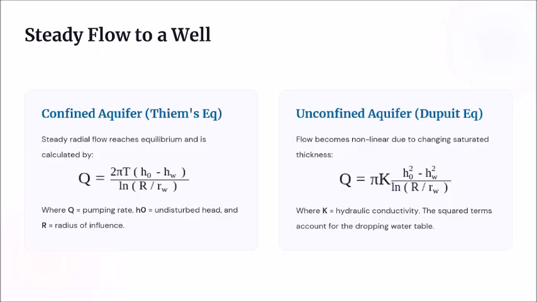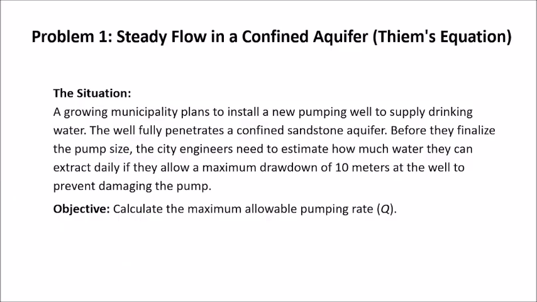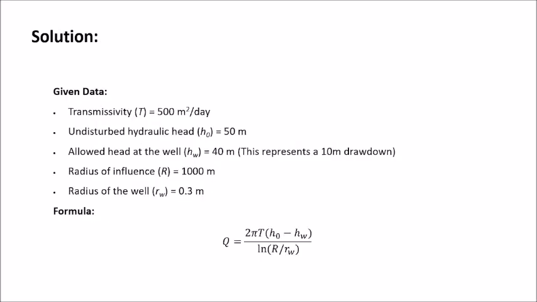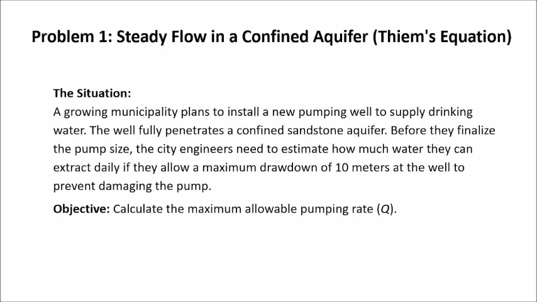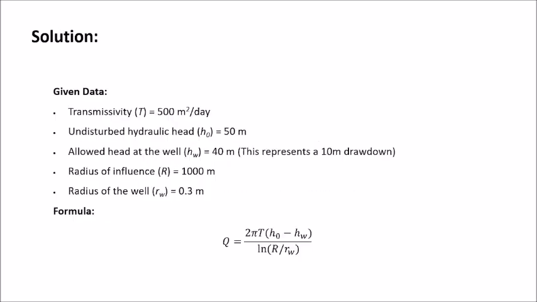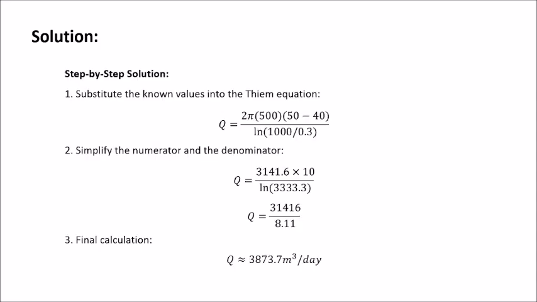In this equation, Q is the pumping rate. H sub 0 is the original, undisturbed head. H sub W is the head at the well. R is the radius of influence, and R sub W is the radius of the well itself. In our first sample problem, city engineers use this exact equation to determine the maximum pumping capacity of a new municipal well without exceeding a safe 10-meter drawdown. By plugging the given transmissivity and radius limits into Thiem's equation, they calculate a safe pumping rate of approximately 3,873 cubic meters per day. Next slide.